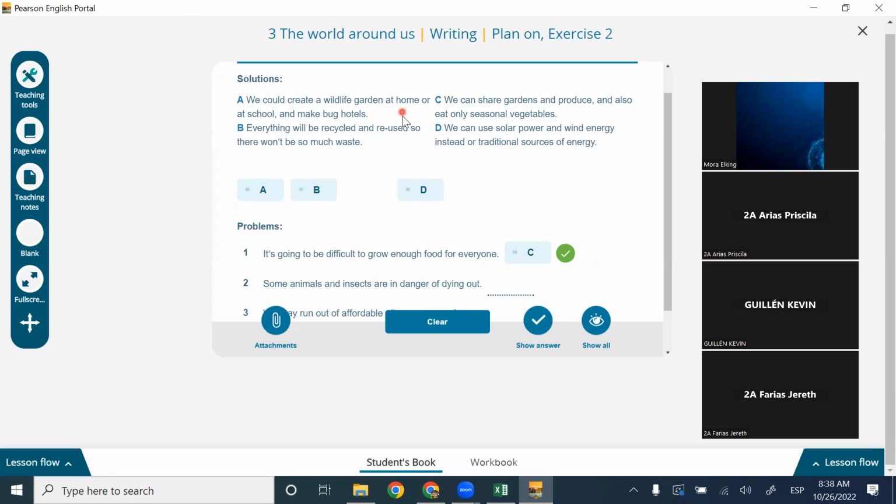Kevin, read the other options. C, no. D, no. What is the other option that is available? Letter A. What is the letter A? We create a wildlife garden at home or at the school and make bug hotels. Okay, continue with number 3.